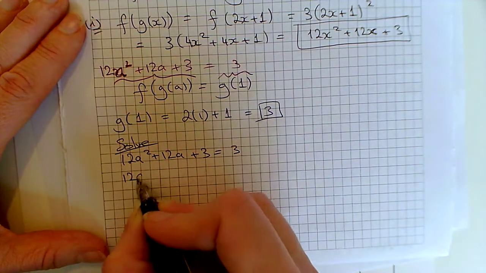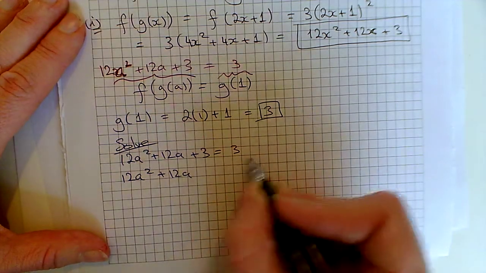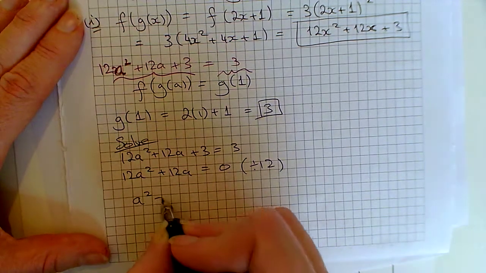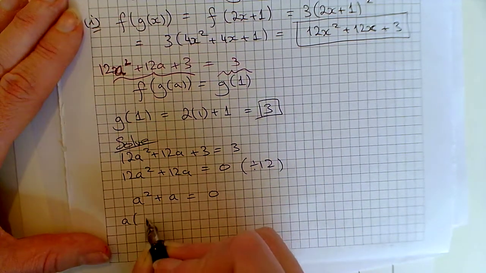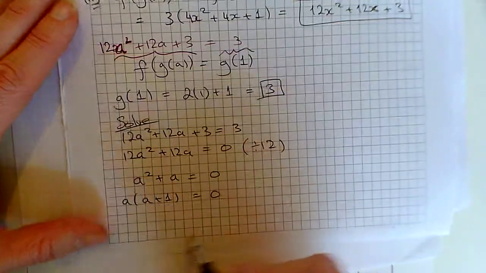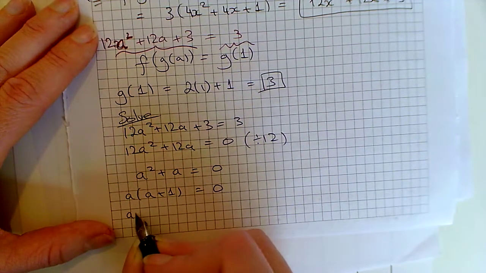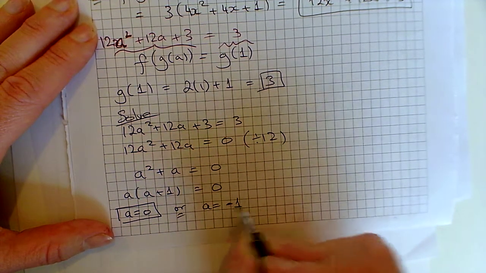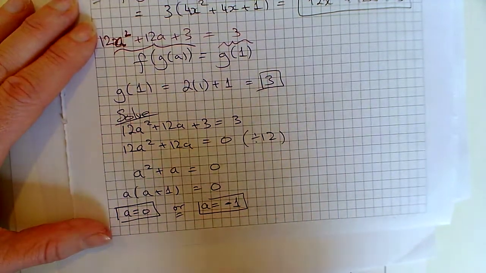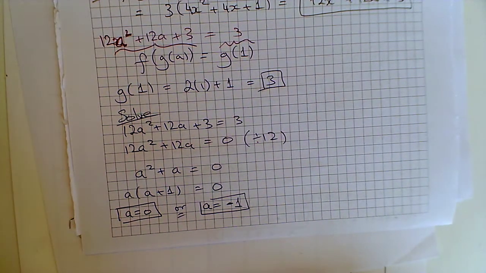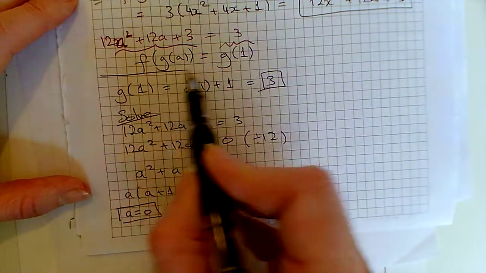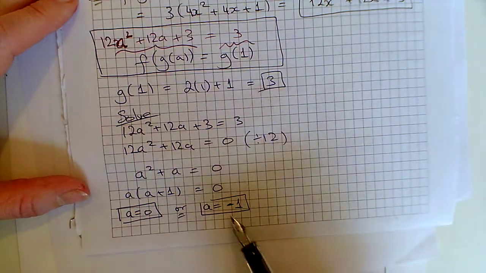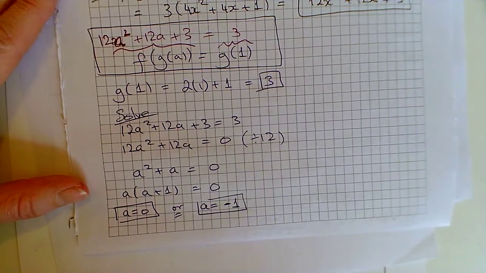And we bring everything to one side. 12a squared plus 12a plus 3 minus 3, they cancel. We've got that equal to 0. Divide across by 12 because we can, and we've got a squared plus a equal to 0. Factorize by taking out a common factor. And so then we're solving this part. Either a is equal to 0 or a is equal to minus 1. Where are those coming from? The first factor equal to 0 or the second factor equal to 0. So there are two values for a which will make this true. When a is equal to 0, this will be true. And when a is equal to minus 1, this will also be true.